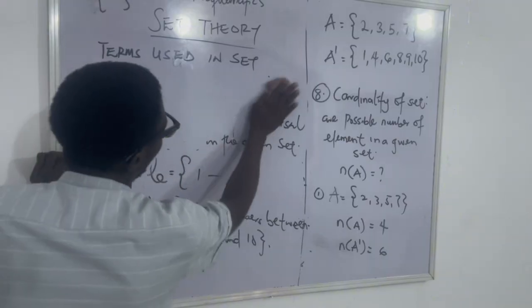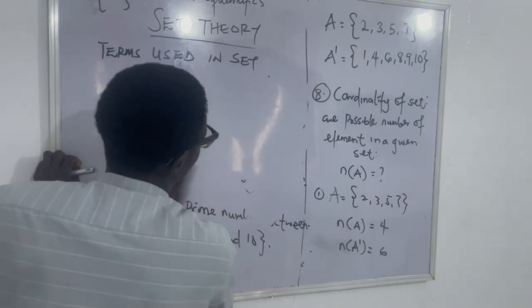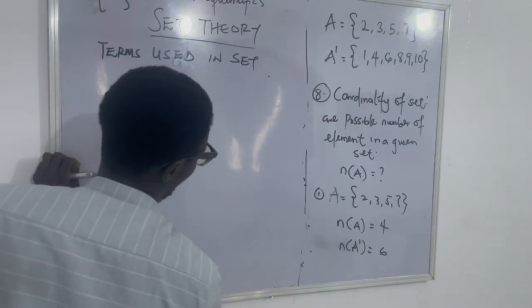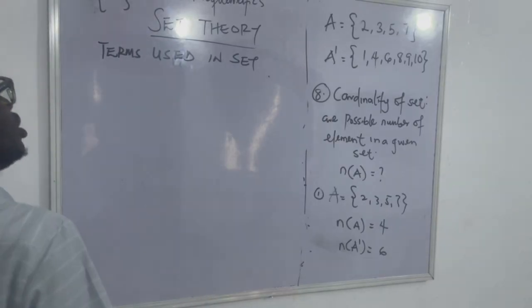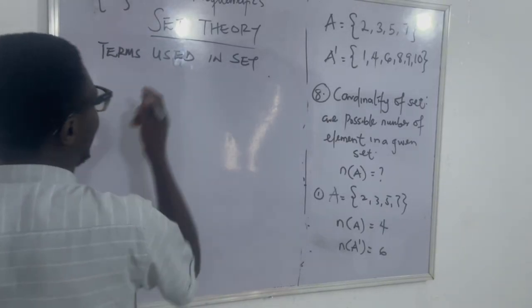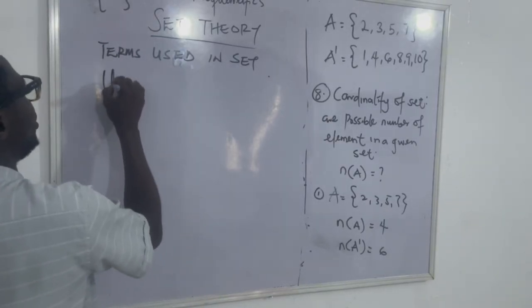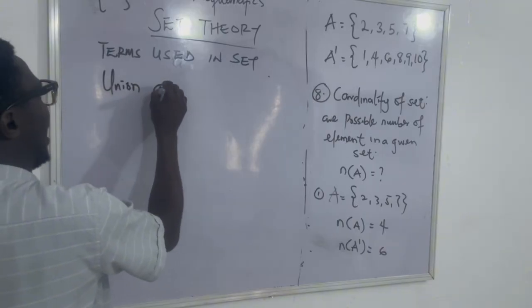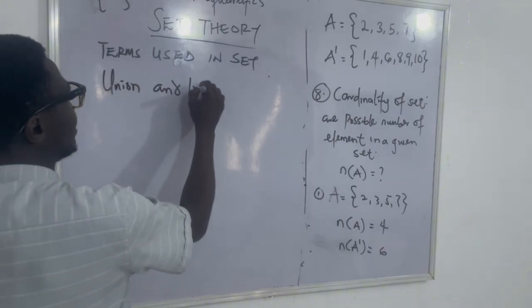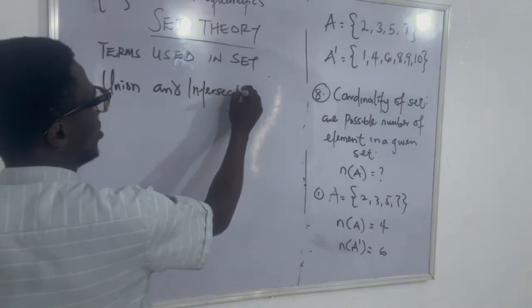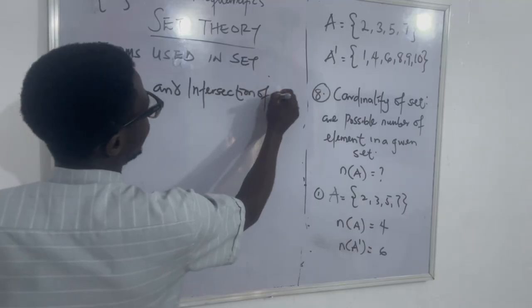So let's talk about what? Union and what? An intersection of sets. So that's where we'll finish set theory, then we move to Venn diagram. So union and intersection of sets.